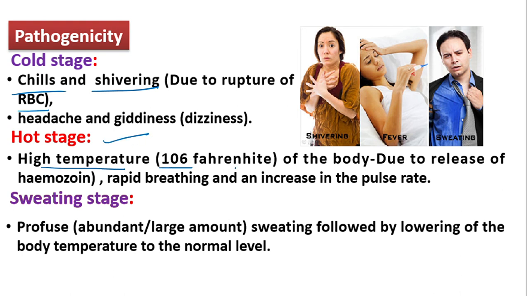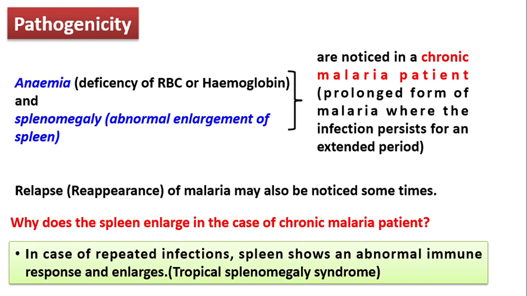हॉट स्टेज मीन्स ऑब्वियसली हाई टेम्परेचर होगा, दैट इज 106 फ़ारेनहाइट. क्यों होता है? ड्यू टू रिलीज ऑफ हीमोजोइन. स्वेटिंग मीन्स abundant huge amount of sweating will occur to lower down the temperature. हमारी बॉडी का टेम्परेचर इतना हाई है कि my body wants to get it down. Now it causes anemia and splenomegaly.